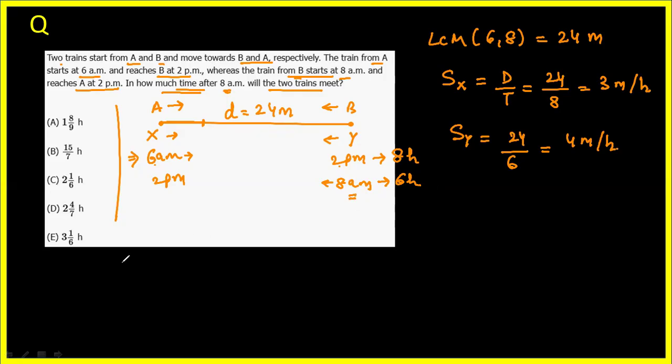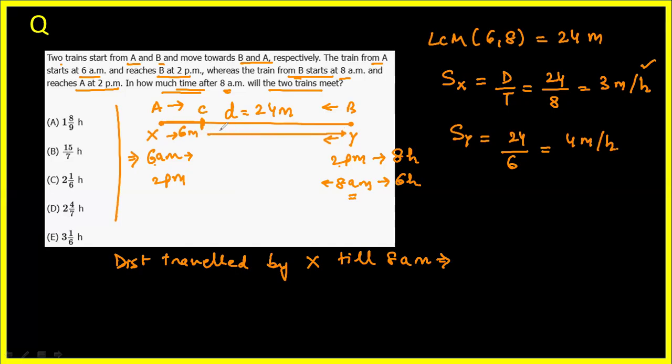So how much distance was traveled by train X till 8 a.m.? In 2 hours, from 6 to 8, with a speed of 3 miles per hour, it must have covered 6 miles. Let's say this point is C. How much is now the distance between train X and Y? Out of 24 miles, 6 miles were covered by X. That means 18 miles remain to be covered.